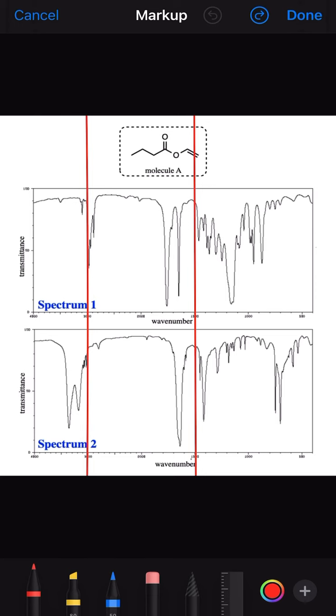And then for the alkane, we know that it peaks at 2850 to 3000. And there's the edge of a peak right at 3000 on the left, and then it goes all the way roughly to 2850 to 2800. So with all those indications, I determined that spectrum 1 would be molecule A.